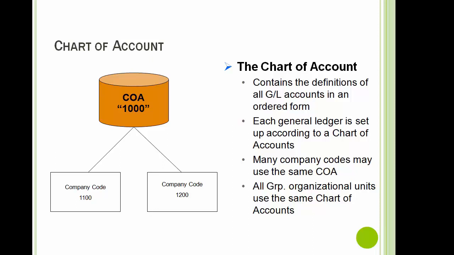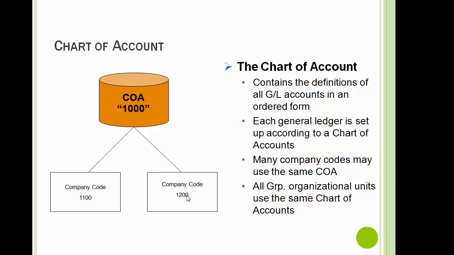Now let's take up a practical example. You have two different company codes. One is 1100 as it is on the screen, and another one is 1200. You can have the same chart of account, 1000, for both the company codes, and if you want, you can have two different charts of account separately for both the company codes.